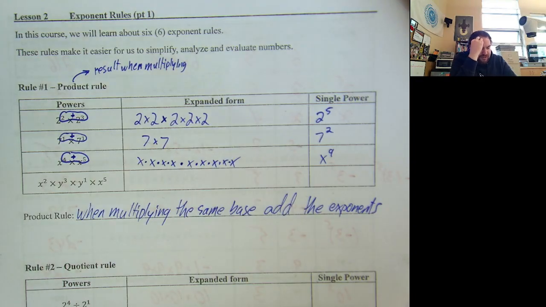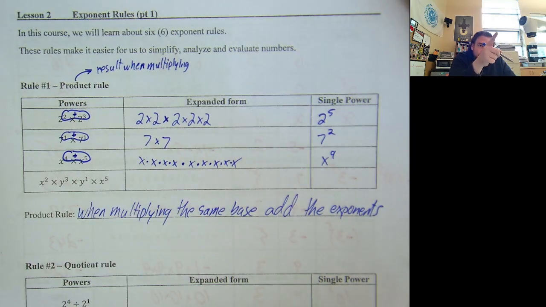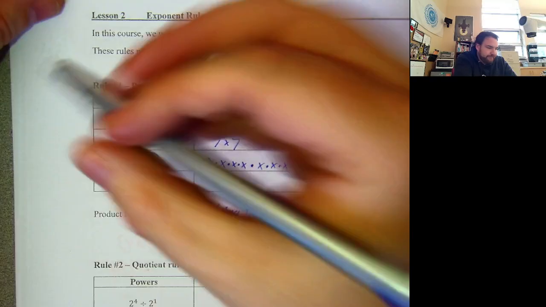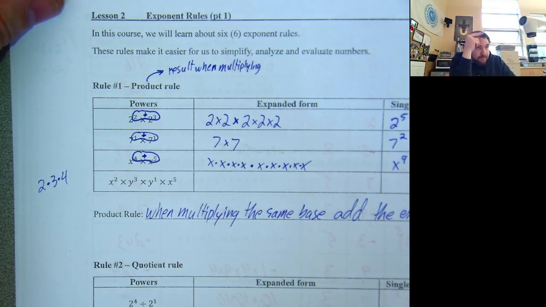So let's try this bottom one here. Well, how is the bottom one different than the ones that came before it? I want this guy right here. How is this guy different than what came before it? There's two different types of variables. Okay. Before we do this one, I have a question for you. What's this?